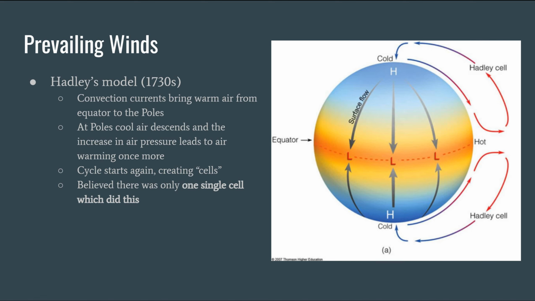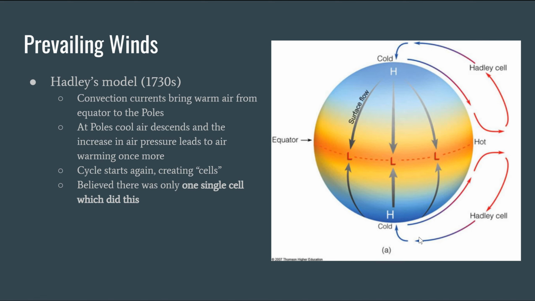So, convection currents bring warm air from the equator to the poles, and in turn, colder air gets generated at the polar regions. At the poles, cool air descends, and that increase in air pressure leads to air warming once again. Once that air gets warmed up, it rises and it flows down, and the cycle starts again once the air rises, and this generates a cell, essentially. We can see here a description of the two Hadley cells in the different hemispheres, and how this process works.